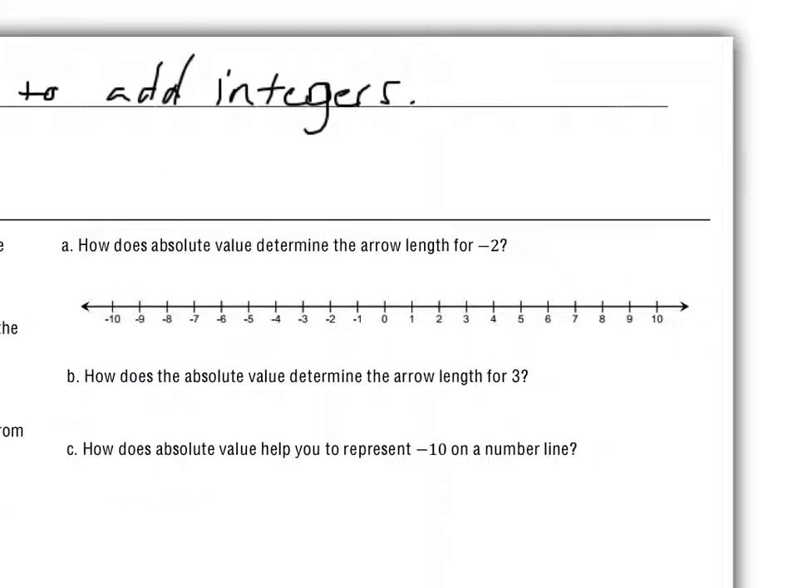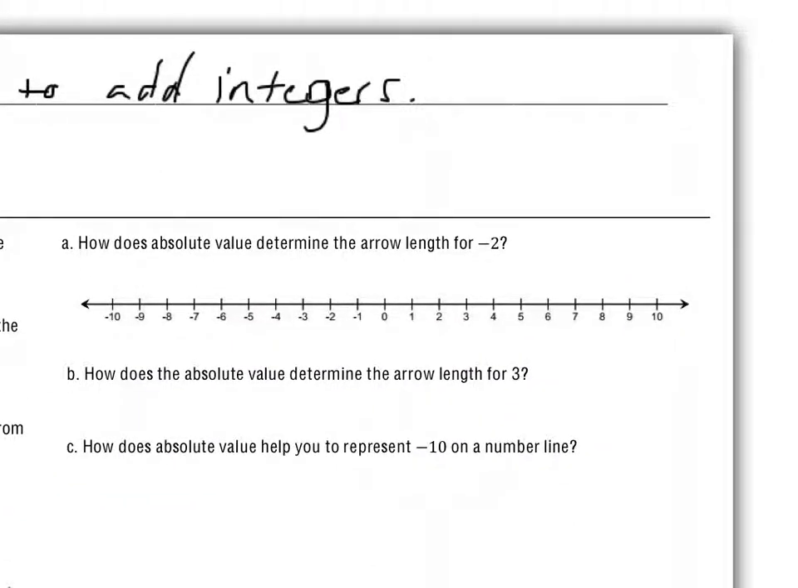Okay, so sliding on over, how does absolute value determine the length of an arrow for -2? So we know that the absolute value of -2 is equal to 2. We're starting with this value here, and we're moving it -2, so the arrow is 2 units long. When we're talking about absolute value, we are not worried about which direction it is. We're just worried about how far it is moving.